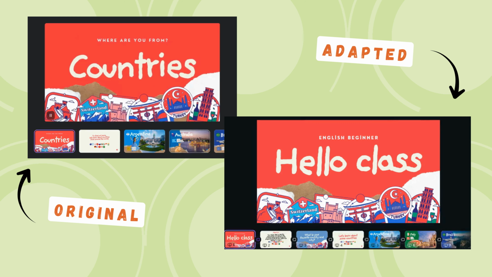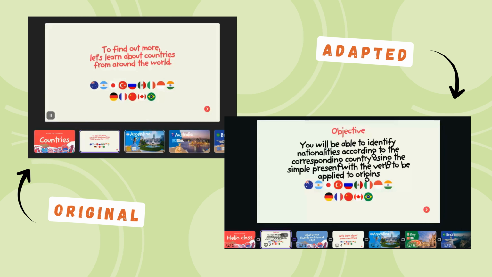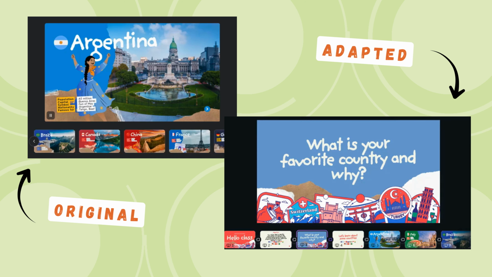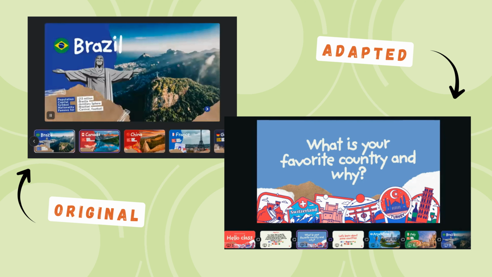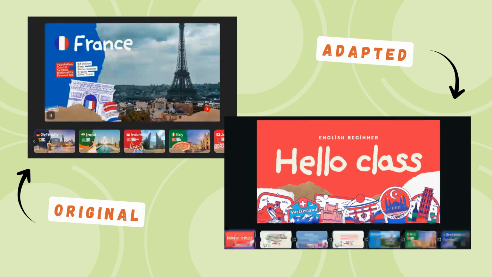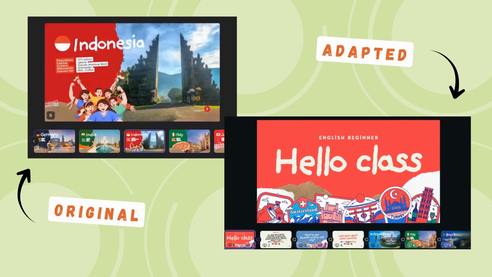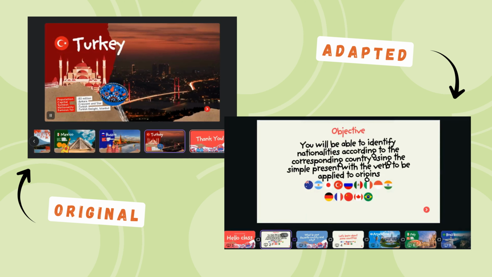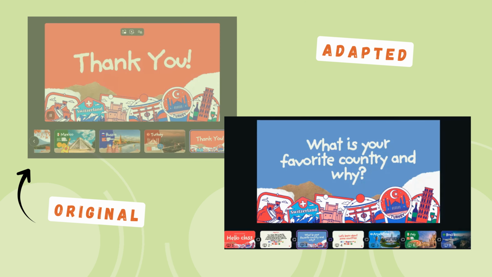So firstly, I chose a Canva related to the topic that was countries and nationalities, about the origin, using the verb to be. So at the beginning, I added the welcome, the objective, and the question to introduce the topic. Let's listen to a student's answer.